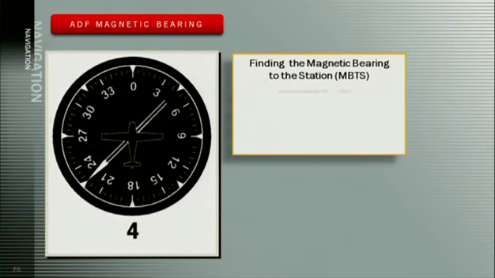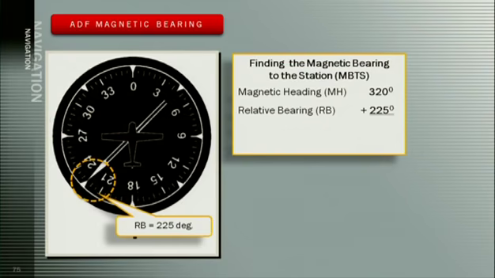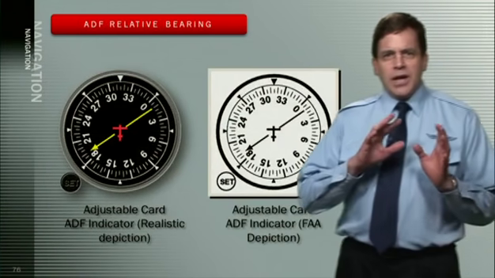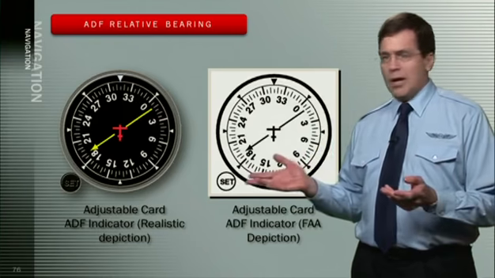Assuming a magnetic heading of 320 degrees, add the relative bearing of 225 degrees to the magnetic heading. This gives us a magnetic bearing to the station of 545 degrees. Well, 545 is greater than the total degrees in a circle, so we need to normalize the magnetic bearing to the station by subtracting 360 from 545, giving us a magnetic bearing to the station of 185 degrees. Now the ADF indicator given to you on the knowledge test is somewhat simplified as shown here.